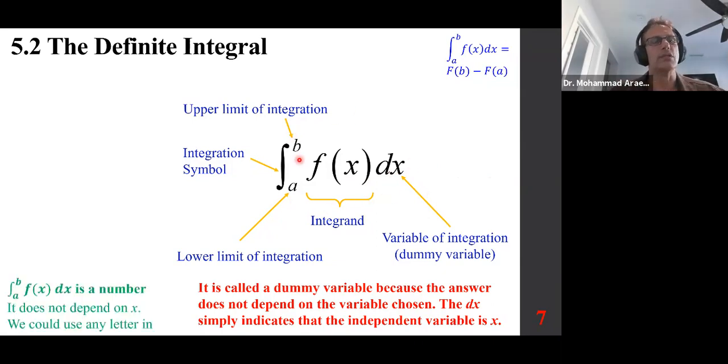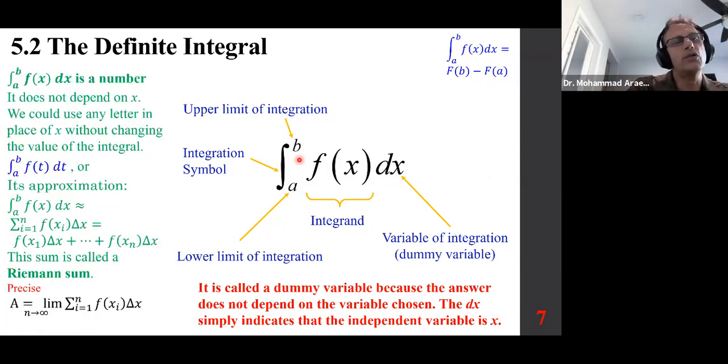So let's look at this one. The integral of a to b f of x dx is a number. It doesn't depend on x. We could use any letter in place of x without changing the value of the integral. So if I said the integral of a to b f of t dt or the integral of a to b f of x dx, it makes no difference.